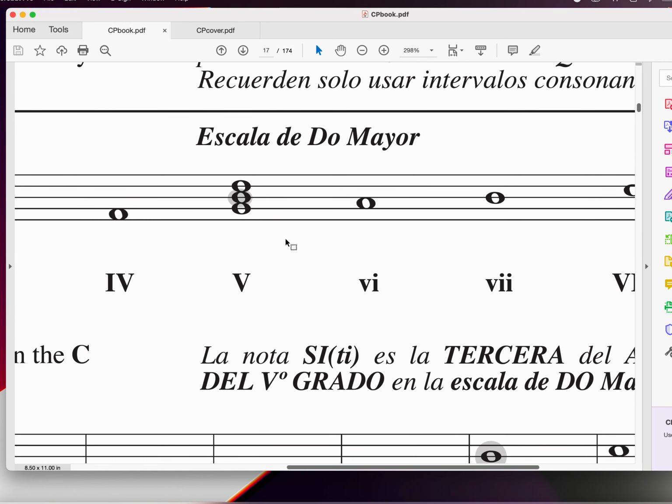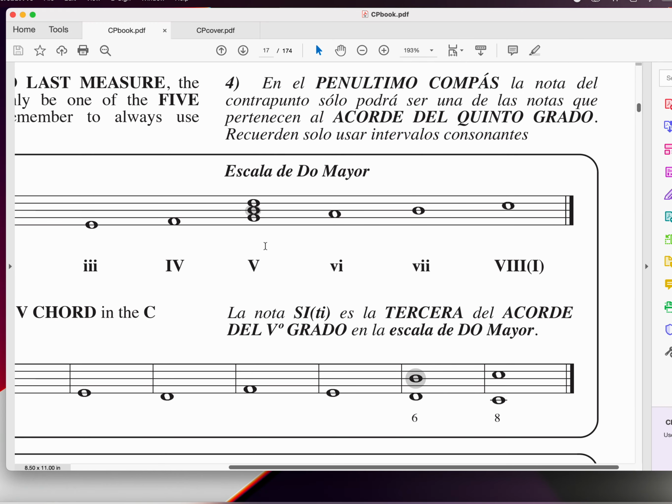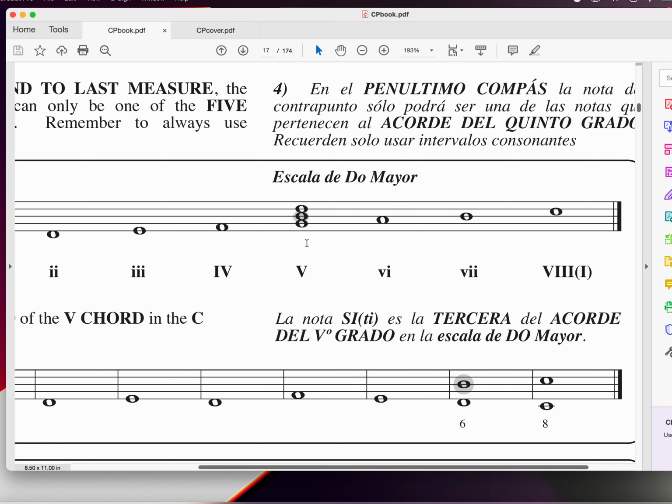In other words, if you check the notes that belong to the 5 chord, in this case G, B, D, those are the notes that let you finish a song. Try it with your guitar, piano, whatever, and you'll see how those notes will feel like, boom, you're done with the song.